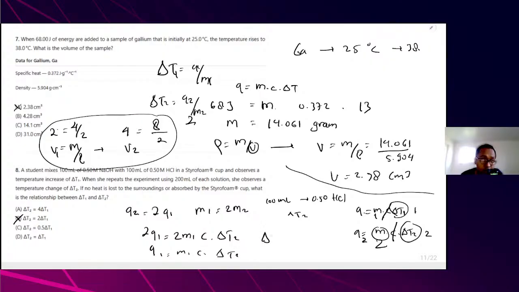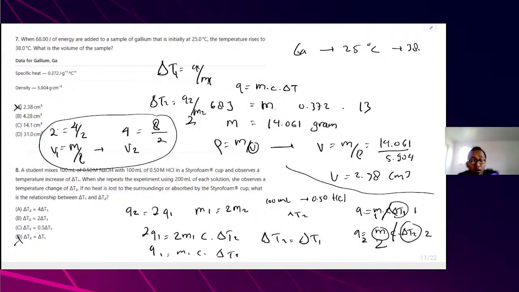So delta T2 will be, no way, I don't know what the correlation is. Number 8. Yeah, it will be delta T1. The correlation should be the same. That's interesting.